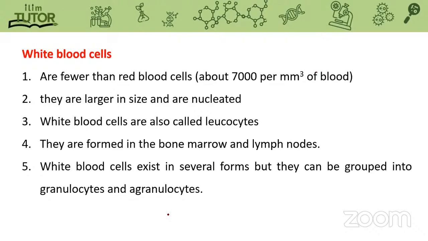So let's look at the white blood cell. The white blood cells are not as numerous as the red blood cells. As you can see, we have about 7,000 per cubic millimeter of blood. If for any reason you go to the medical laboratory and they find out that your white blood cell count is up to 11, 12, 13,000, it simply means you have an infection somewhere, okay? They are larger in size, and unlike the red blood cells, they actually have a nucleus, all right? Number 3, the white blood cells are also called leukocytes. It's one thing to note.